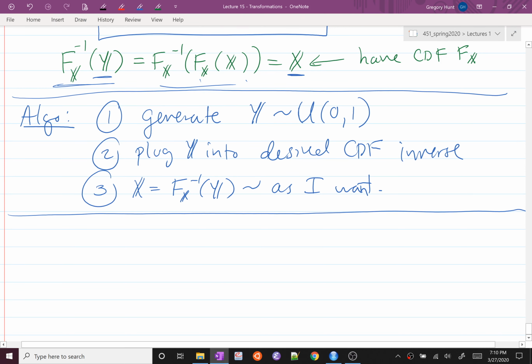Okay, so that's transformations. I'm going to stop here. They're really an integral part of probability and statistics. Next lecture, we will look at two-dimensional random variables. We're going to start talking about bivariate random variables.